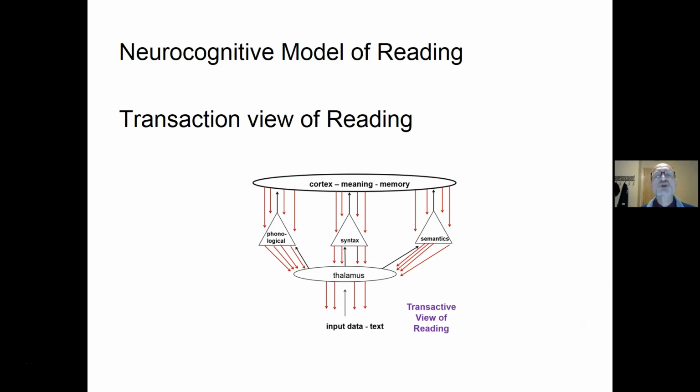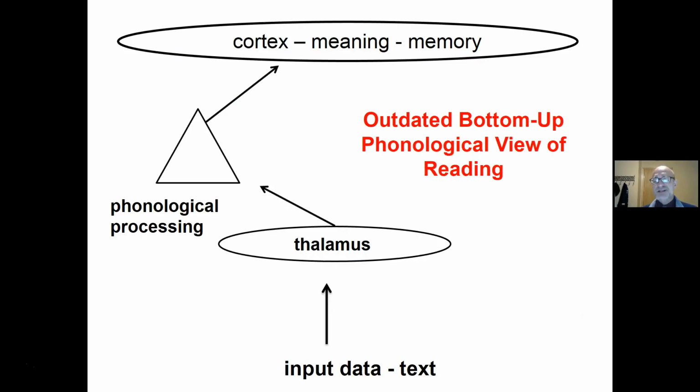Now, this is the neurocognitive model. It views reading as a transactive process, and we'll take a look at what this means. All right. Now, this is the outdated bottom-up phonological view of reading. It says, well, text comes from the page into the thalamus. Yep. We read it letter by letter, word by word. We put the words together in our short-term memory. We use our phonological processing, and it goes up into our brain. That's the way we do it.